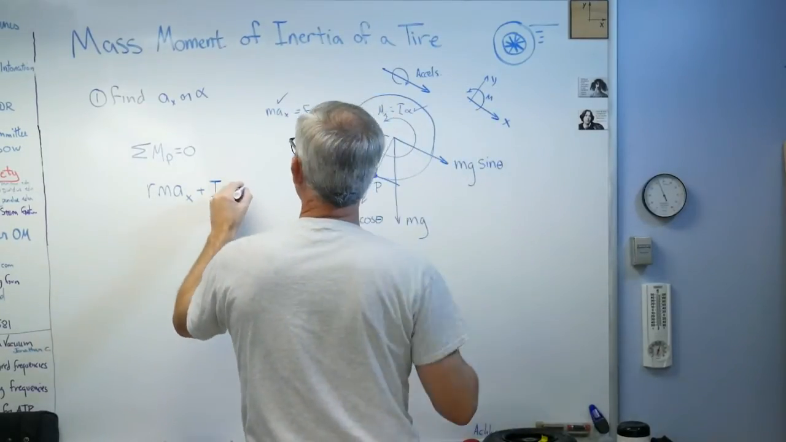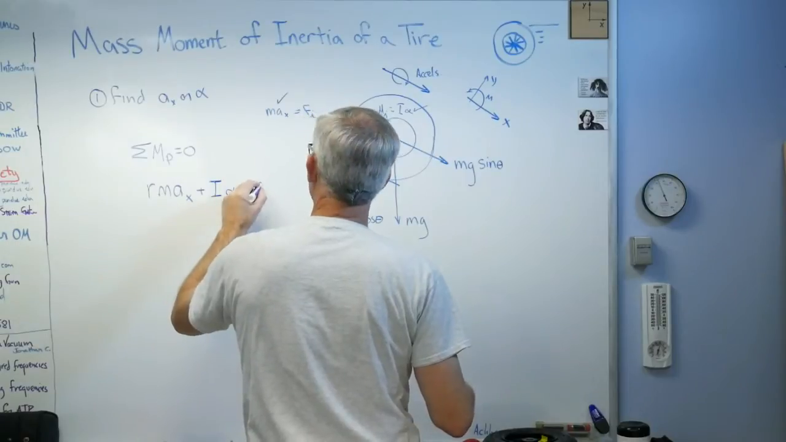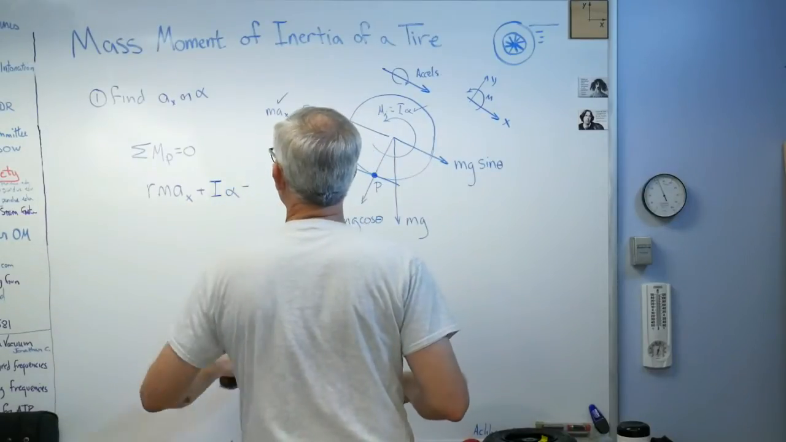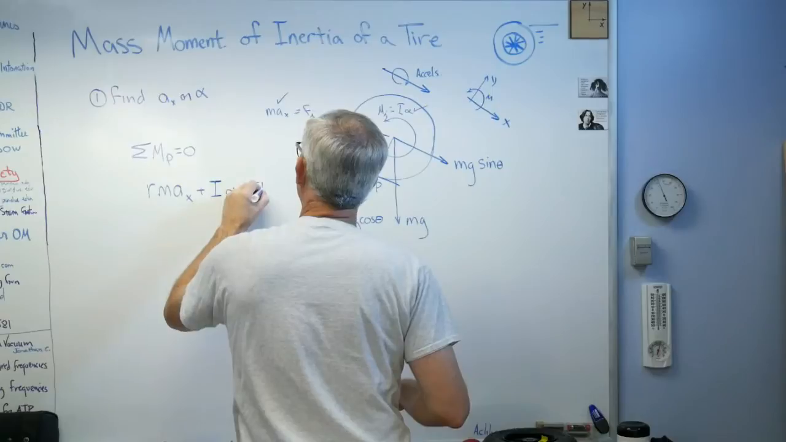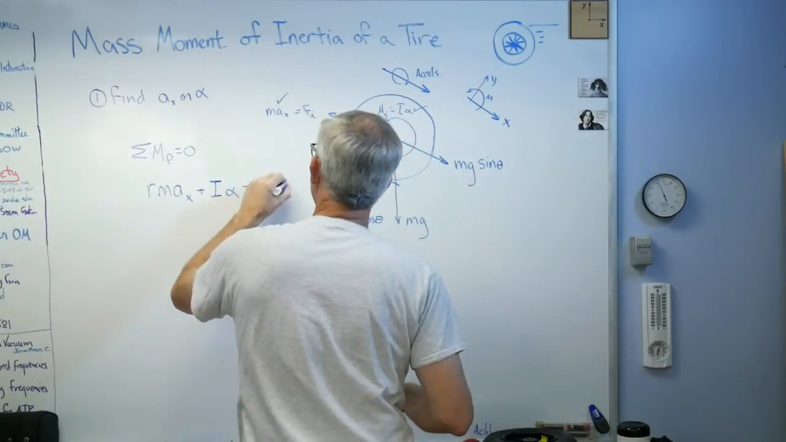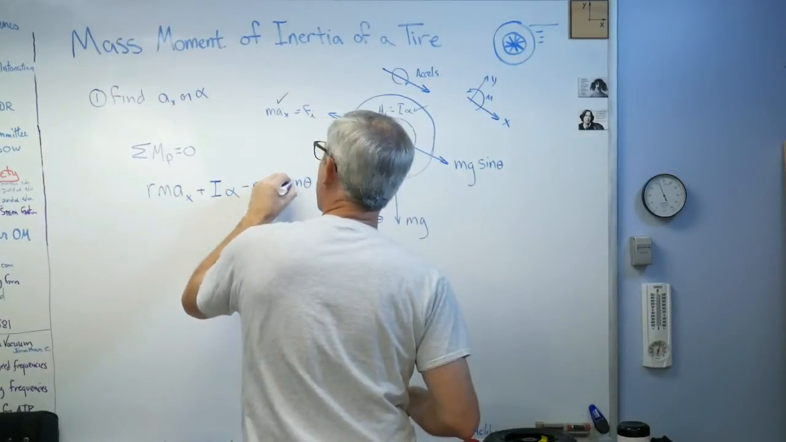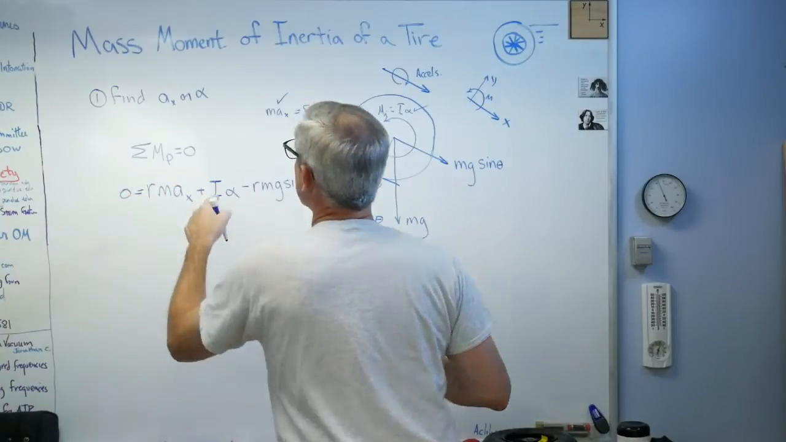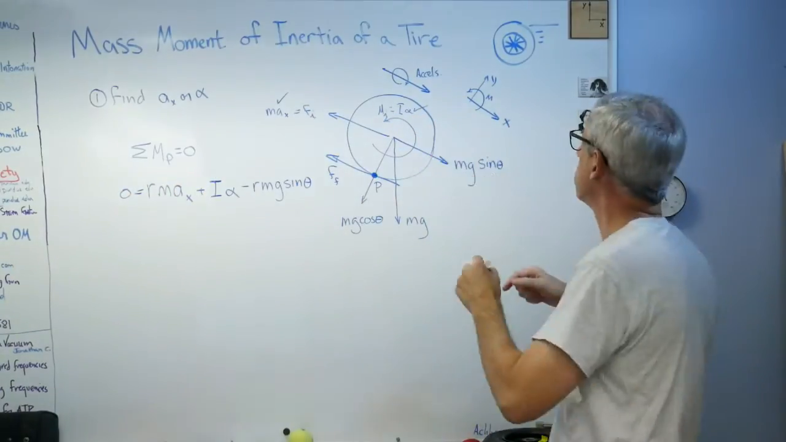And that one is going to be minus, whoops, R, m, g, sine theta, and that all equals 0. Again, it equals 0 because I alpha already lives in there.